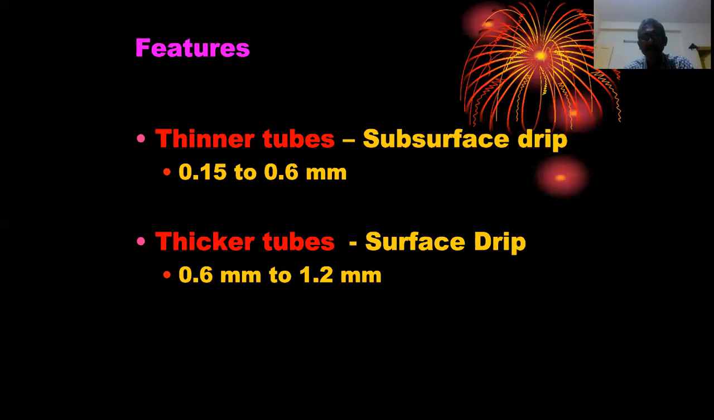And nowadays, people use only thin tubes for subsurface drip irrigation, very thin tubes with a wall thickness of 0.15 millimeter to 0.6 millimeters. It is because retrieving the pipes becomes very difficult. So after a few years are over, something like 5 years or sometimes even 10 years, they are left underground, or they are taken out bit by bit. So that is the reason why thinner tubes are used in subsurface drip irrigation.